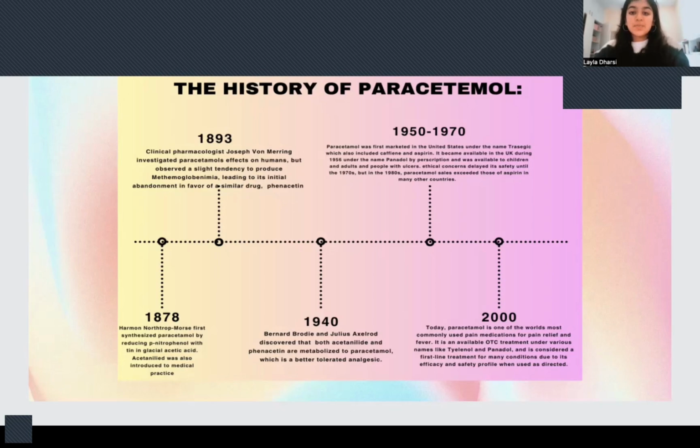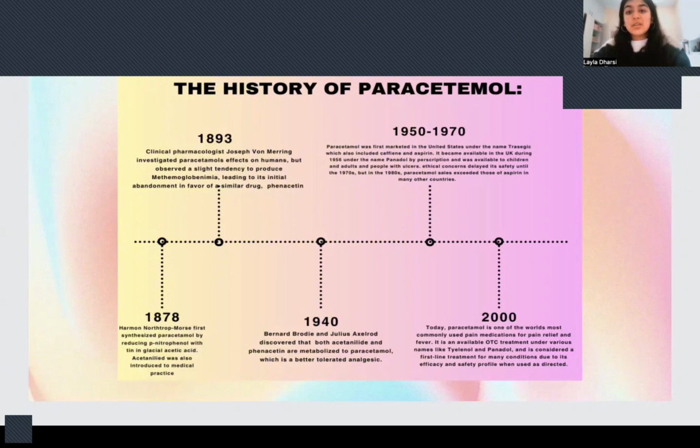leading to its initial abandonment in favor of a similar drug, phenacetin. In the 1940s, Bernard Brodie and Julius Axelrod discovered that both acetanilide and phenacetin are metabolized to paracetamol, which is a better tolerated analgesic, and that it could be obtained through these pain medications, making it more ethical compared to the first synthesized paracetamol from p-nitrophenol.